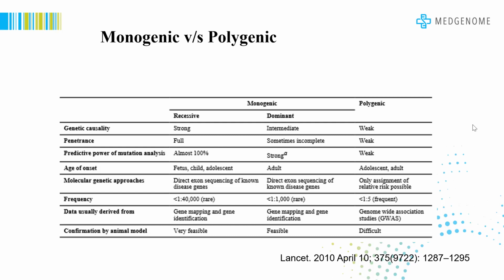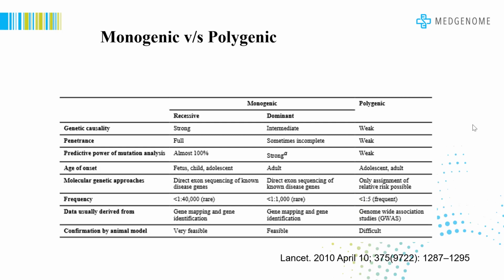If we have to do testing for a monogenic condition, you can directly do exome sequencing of the known disease gene. So we know the gene which causes a particular condition. For example, for UMOD, we know the disease that it causes, ADTKD. So we can directly sequence that known gene. So direct sequencing of the known disease genes can be done in autosomal recessive and dominant conditions, whereas in polygenic conditions, only assignment of a risk value is possible.